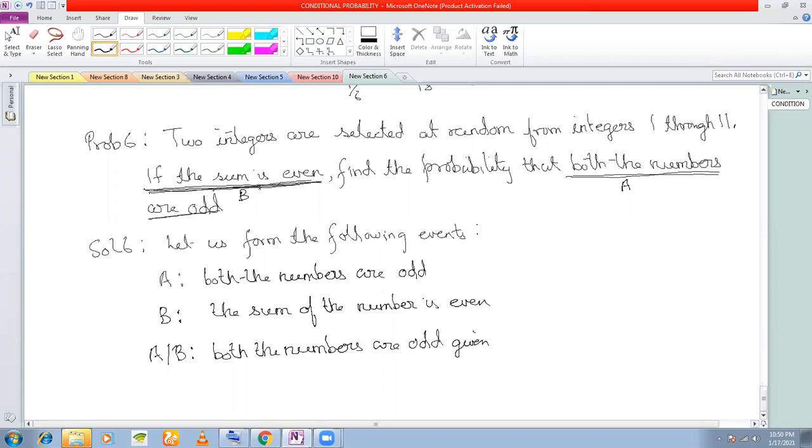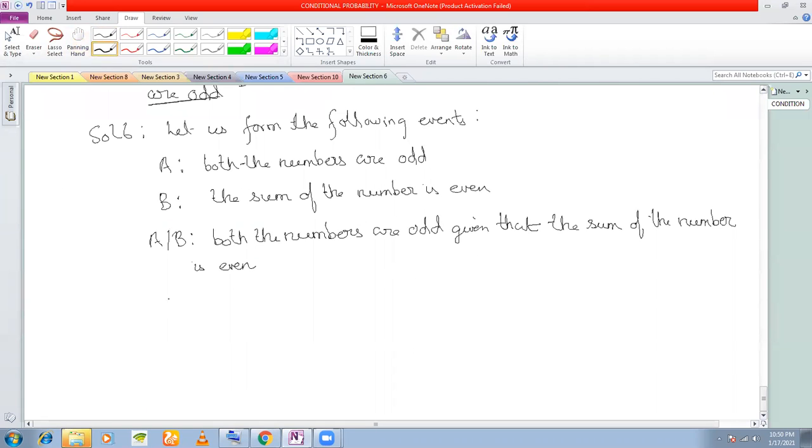'And' is used for independent events. Here we are not talking about independent events, we are talking about dependent events. So both the numbers are odd, given that the sum of the numbers is even. So we have to find P(A slash B), right?